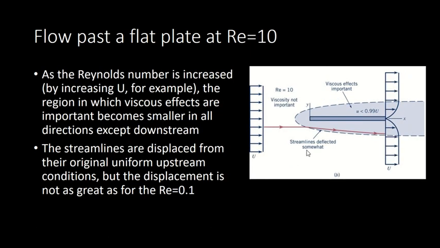And then the streamlines are also deflected somewhat. Okay, so there is deflection. Basically this deflection is due to the interaction of the viscous boundary layer in this region. And then what happens if we increase to a very high Reynolds number?